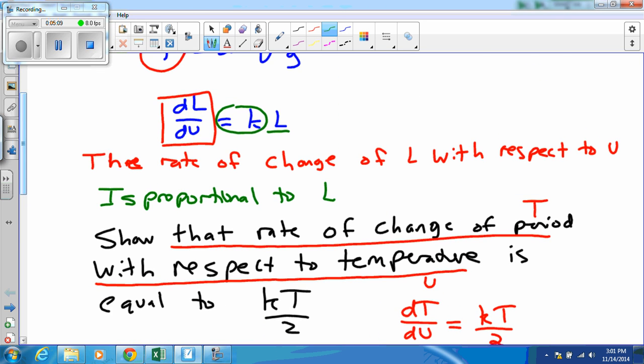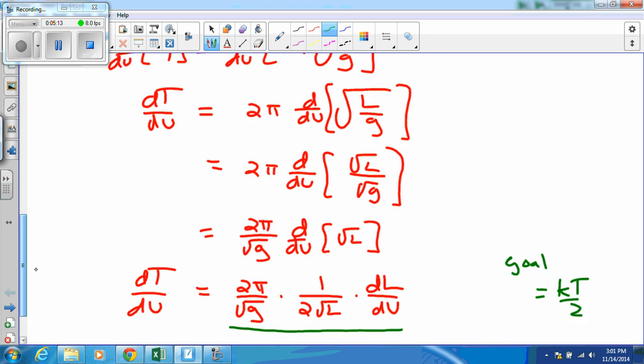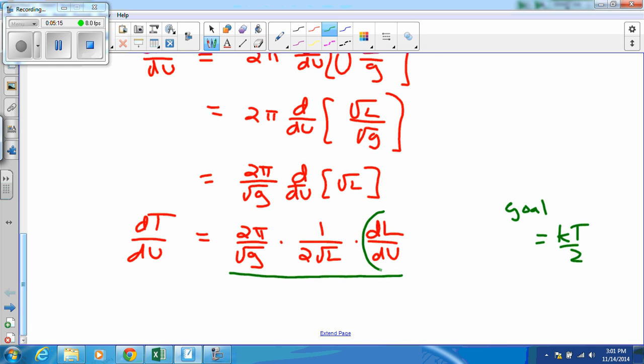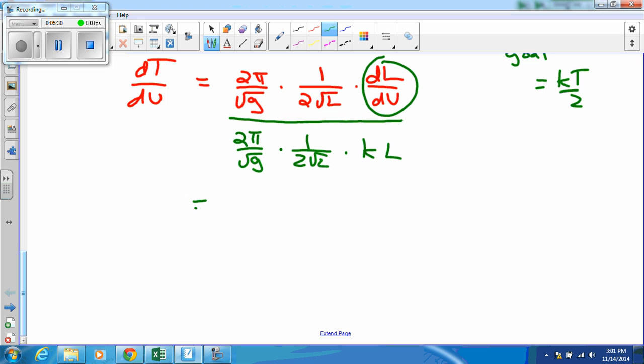Substitution is clearly our way to go here. Do we have any additional information? Yes, we do. We know that dL/dU is equal to k times L. So let's substitute that right here. So we have 2 pi over root g times 1 over 2 root L times kL.